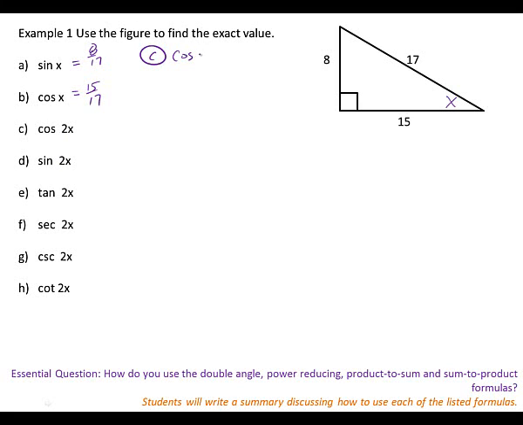The cosine says I get to pick whichever one I want, right? The information that I have is sine and cosine, so it doesn't matter which formula I pick. I'm going to choose cosine squared minus sine squared. So I'm going to do the cosine squared formula minus the sine squared formula.